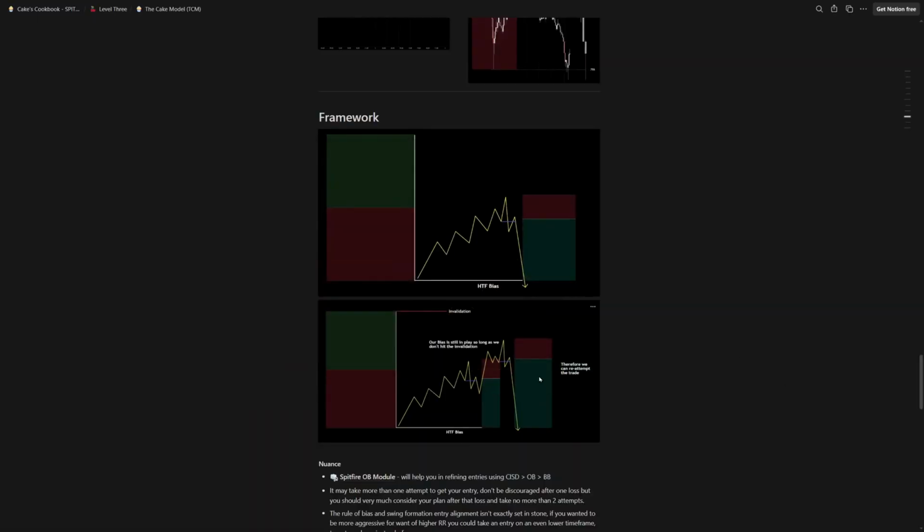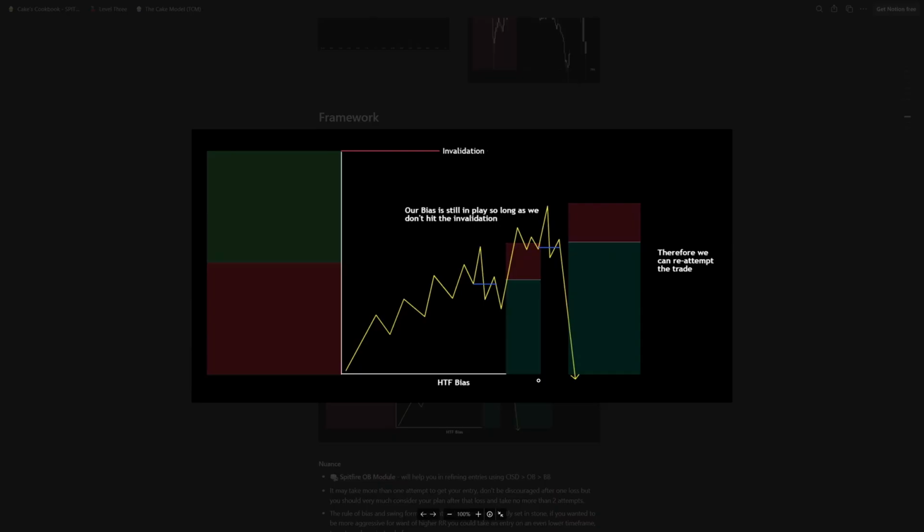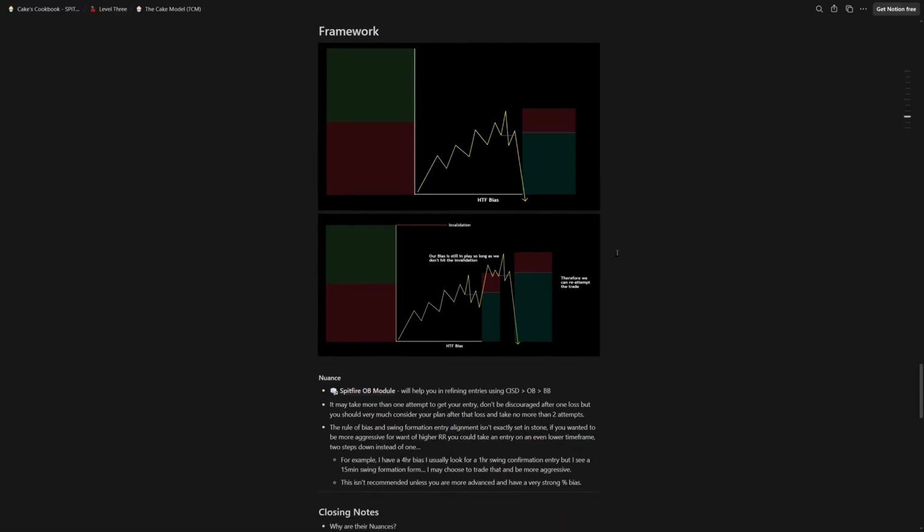Okay, so in terms of the entry, sorry, we're not always going to get it on the first attempt. You know, we're not going to be bang on. Sometimes we're going to get taken out first. So our bias is still in play so long as we don't hit the invalidation. Okay, so therefore we can always reattempt the trade. So you can see in this example, the first attempt gets taken out. The second trade goes and gets it. So long as we don't hit that invalidation level, which we determined in stage 1, then we're gravy. We can keep going.